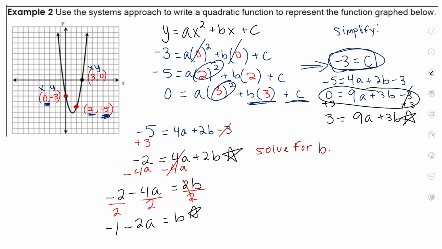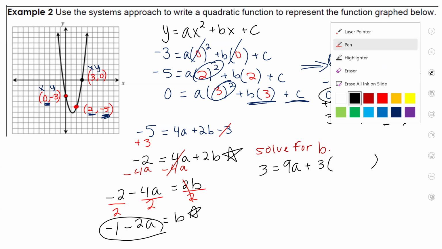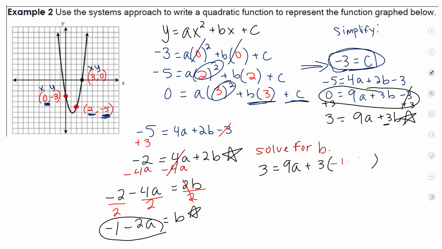Okay, so let's plug this b value into this b. Let's see how that would look. Copy down the 3 equals 9a. Copy that down, so I'm going to write it again. 3 equals 9a plus, copy down this 3, but instead of the b, we're going to plug this in. So I'll do that in a different color. This is -1 minus 2a. And let's just solve.